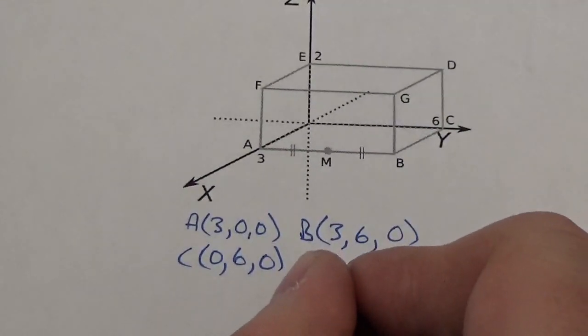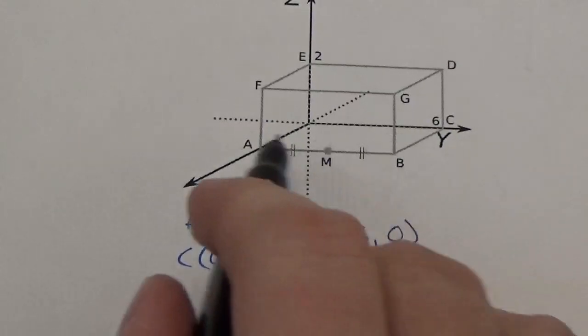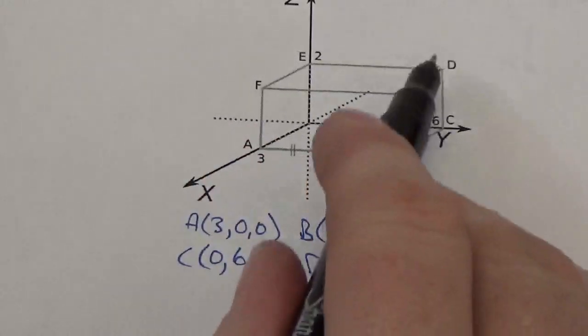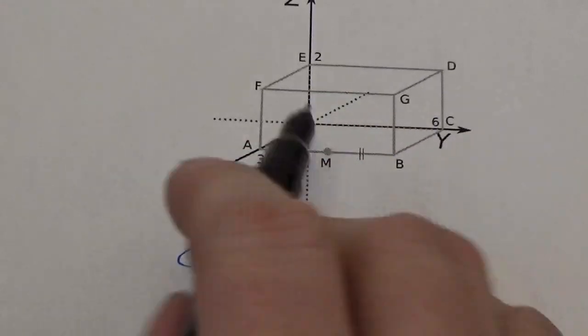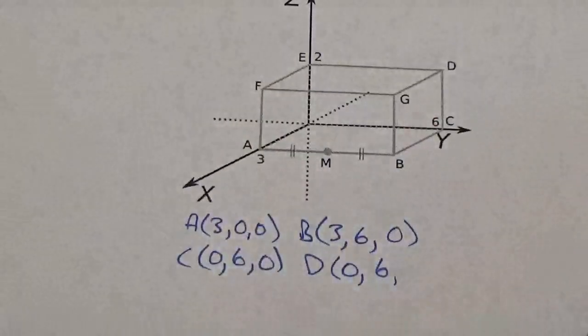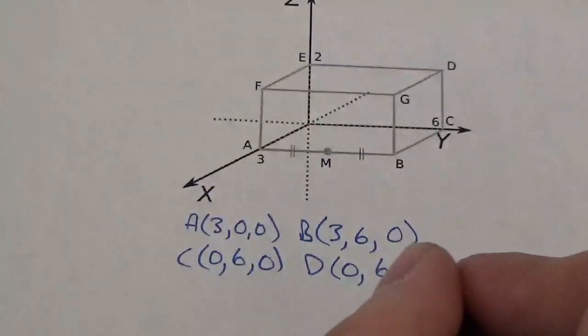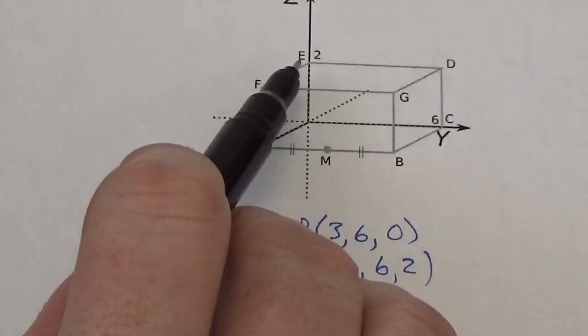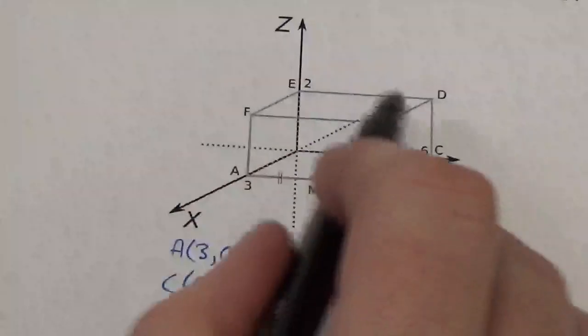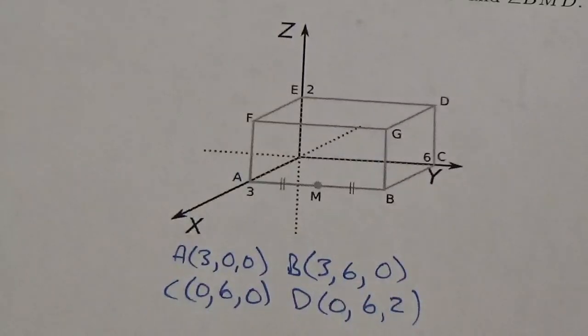And then I'm for sure going to need D. D has not moved anywhere in the x direction. You can see it's right above the C, so it's the same distance along in the y direction. But now it's been moved up, and it's 2 units up. There's that 2 right there along the z-axis, and D is in that top plane there. So those are the coordinates there.